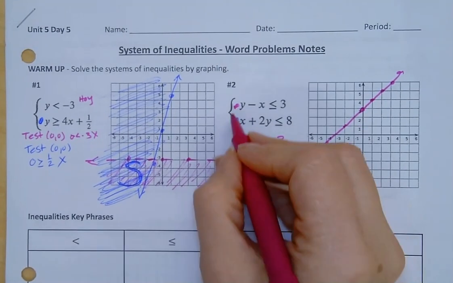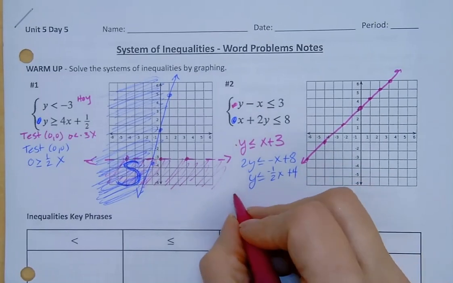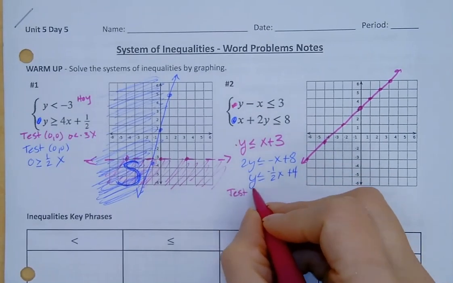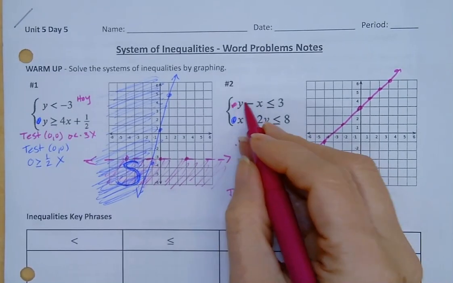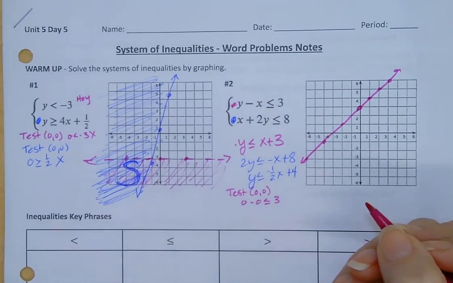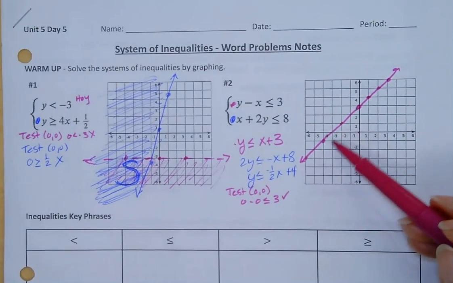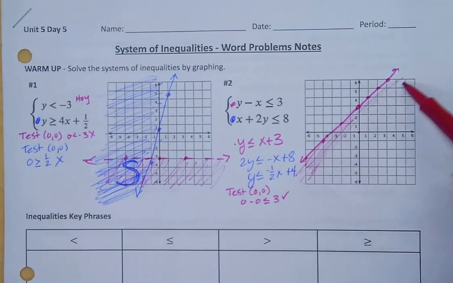So for my test point, I'm going to go back to the original inequality statement. So I'm going to test with 0, 0. I'm going to plug that in. So I have 0 minus 0 is less than or equal to 3. 0 is less than or equal to 3. That's true. So that means 0, 0 is a possible solution here. So I'm going to shade and include 0, 0.